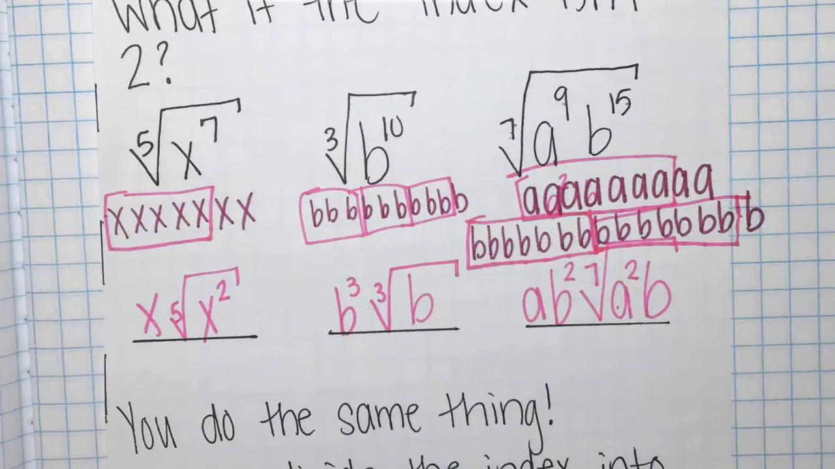Who remembers what the top bar of a radical is called? A vinculum. Take a point.